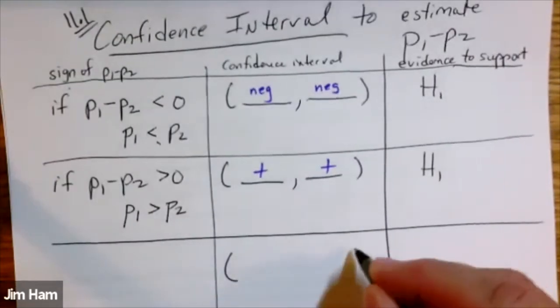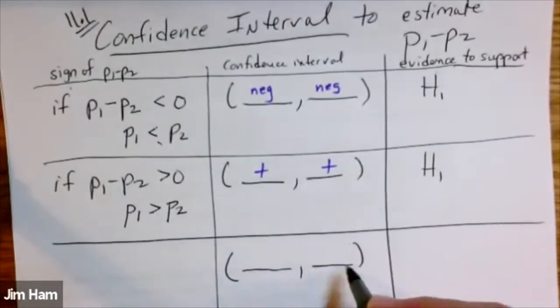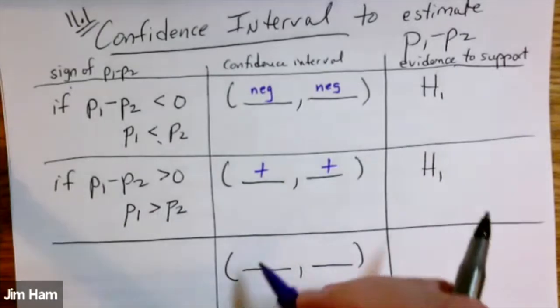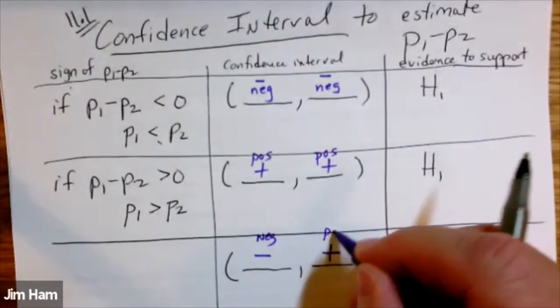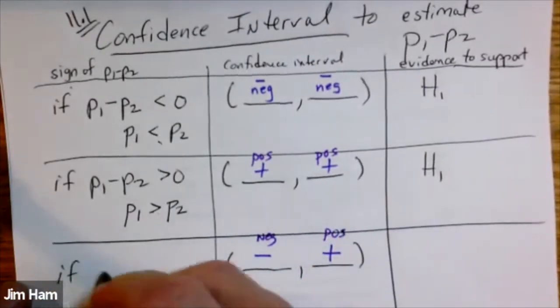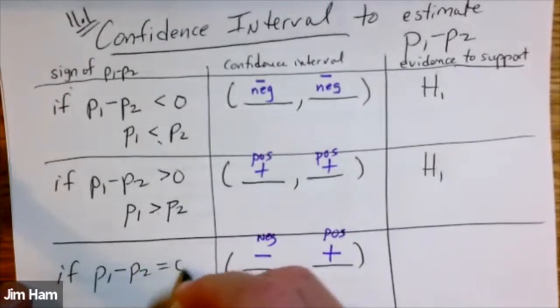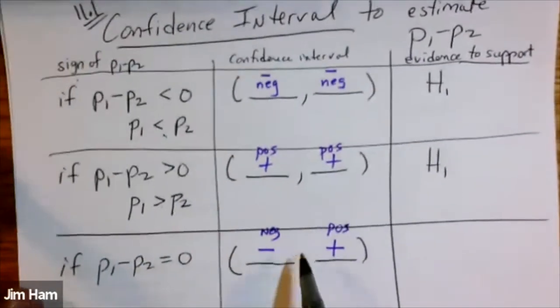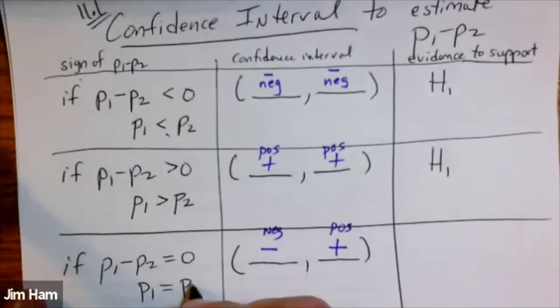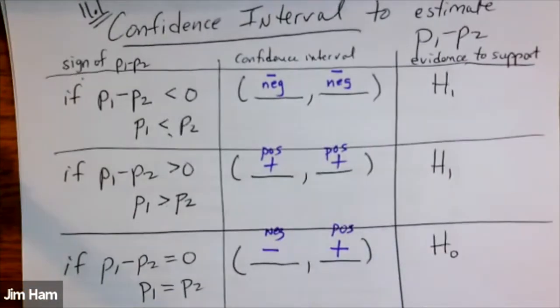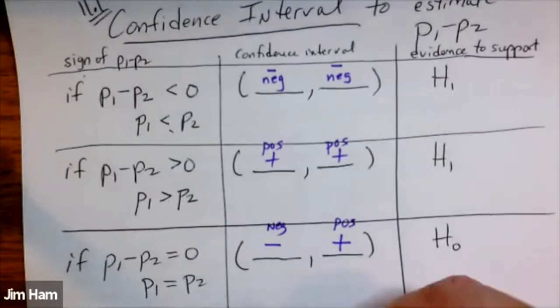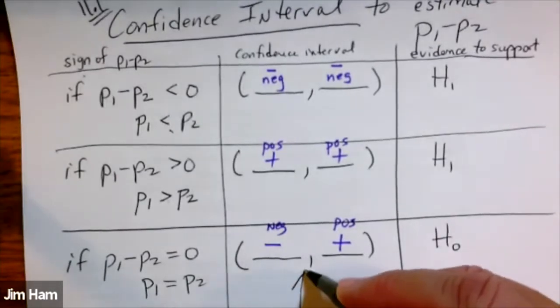The third scenario is if you calculate a confidence interval and you see that the lower bound is negative and the upper bound is positive. Well, that means that zero is in the middle somewhere of that interval. So this could quite plausibly be the case that P1 minus P2 is equal to zero because zero is in this interval. In which case P1 is equal to P2 if you solve this algebraically. And if P1 is equal to P2, that's precisely what our null hypothesis says. So in this case, you would find support for the null.